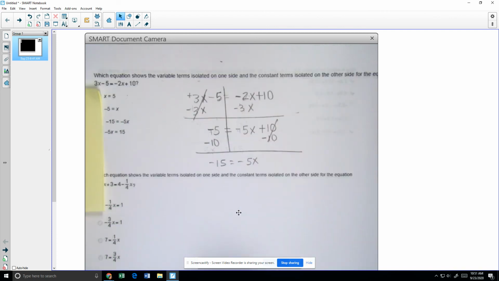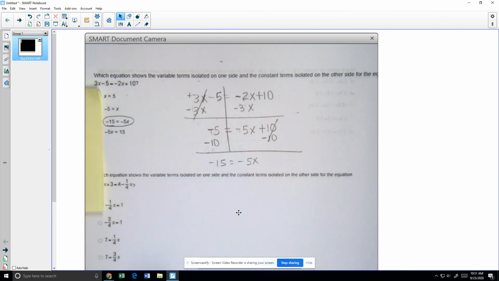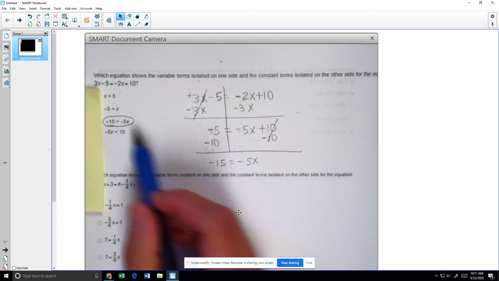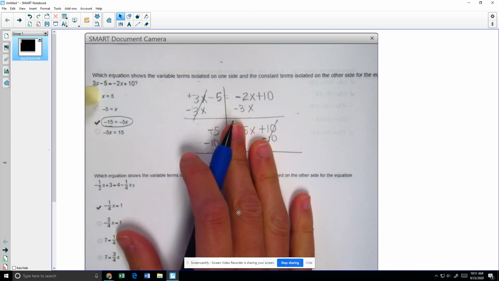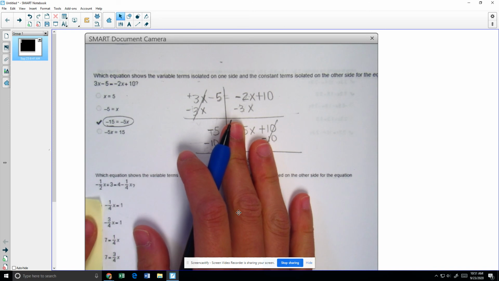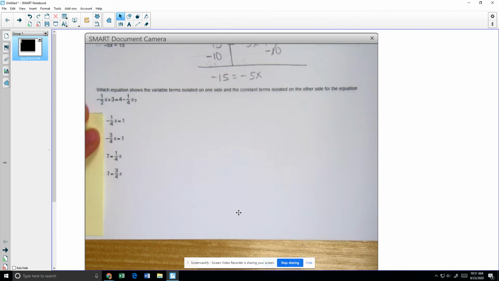Oh, I see that. Do you see that? This one, -15 equals -5x. So that's going to be the answer for that quiz question. Okay, 3 more to go. I think you just saw the answer. I didn't do a good enough job of covering it.